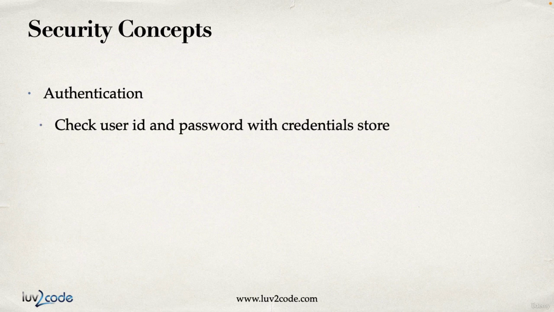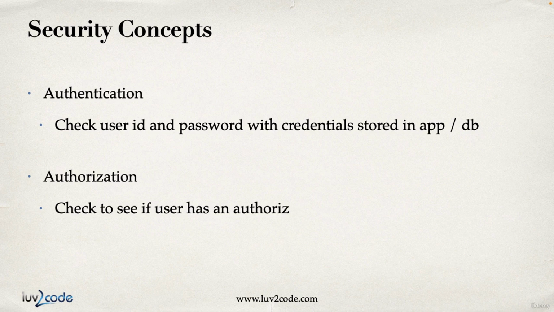Okay, so let's review some security concepts here. We have this idea of authentication that basically handles checking the user ID and password with the credentials that are stored in your app or in your database. And then we have the idea of authorization. Here we check to see if the user has an authorized role. As you can see, there are two levels of security that are in place for the Spring Security framework.